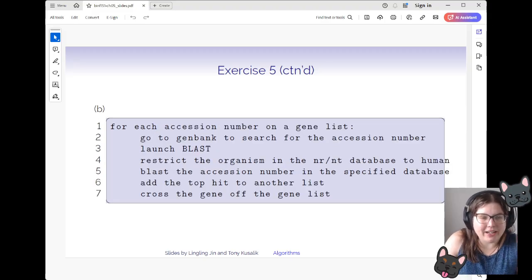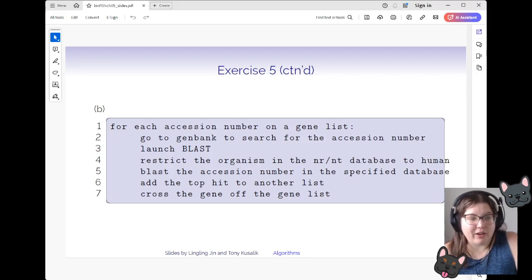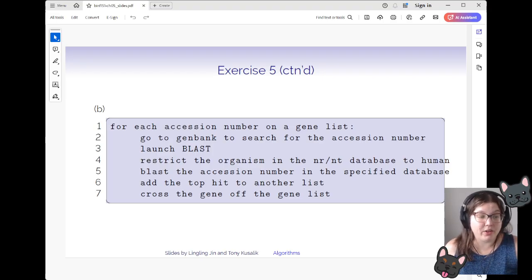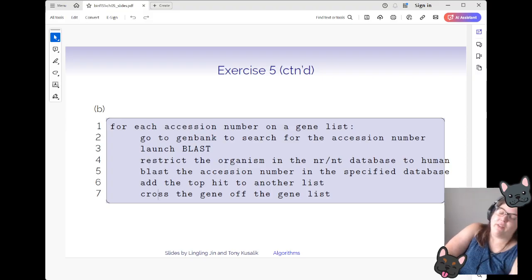Our next example here is a more biological example. So we have, for each accession number on a gene list, go to GenBank and search for the accession number, then launch BLAST, then restrict the organism in the NR database to human, then BLAST the accession number in the specified database, add the top hit to another list, cross the gene off the gene list. And then we have to do that for every single gene that's on the list. So say we had 4 different genes, we're repeating all of those instructions from line 2 to line 7 for every single accession number that we have on that list.